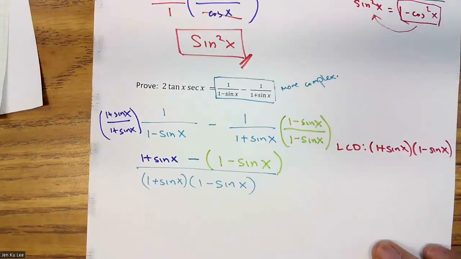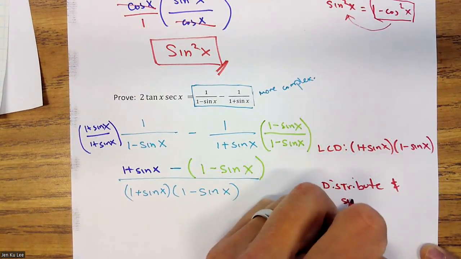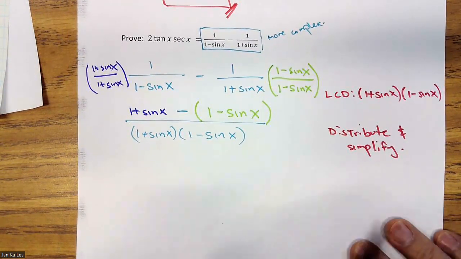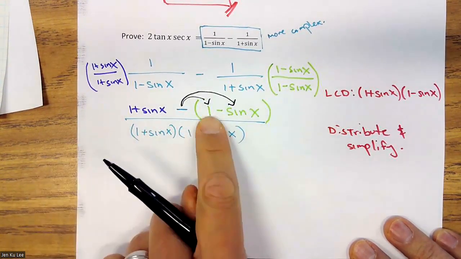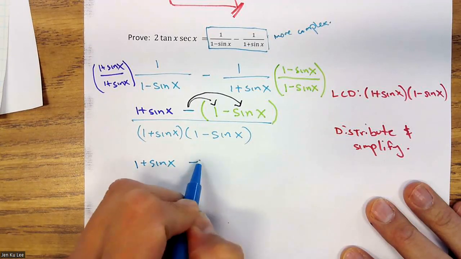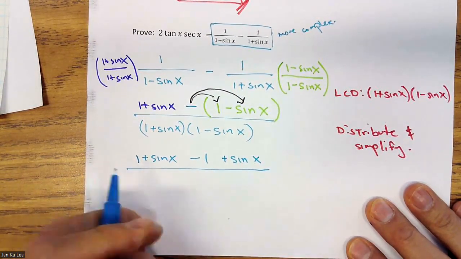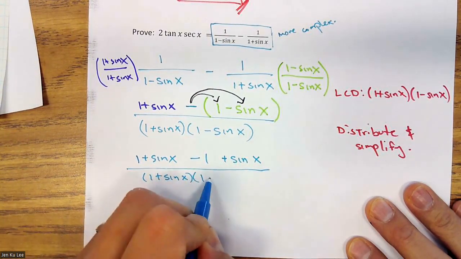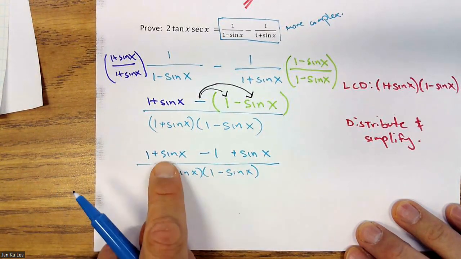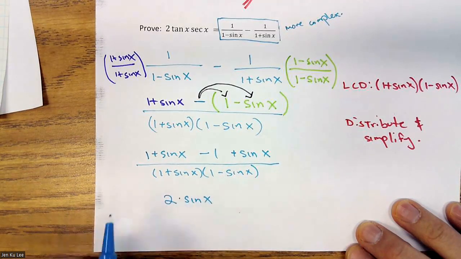So my next step would be to distribute and simplify. Okay, that's what I'm gonna do next. All right. So here, I'm gonna distribute out the negative to both the 1 and the negative sine of x. So I have 1 plus sine of x minus 1, and then minus a negative is plus sine of x over 1 plus sine of x times 1 minus sine of x, right? So 1 minus 1, they cancel out. I have sine of x and a sine of x, so I have 2 sine of x, right? 2 times sine of x over.